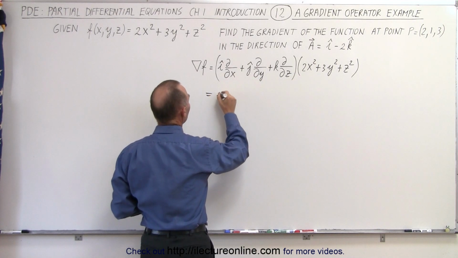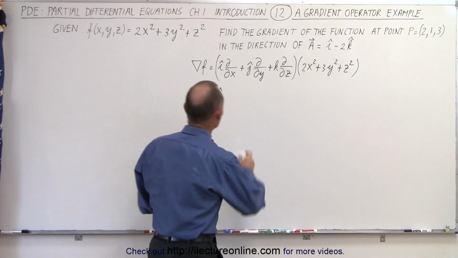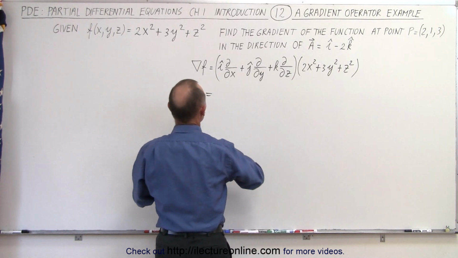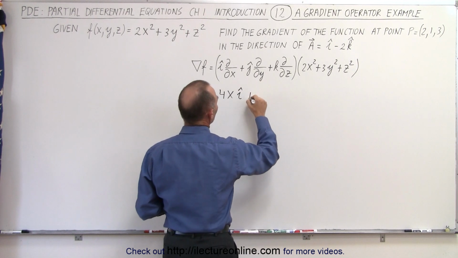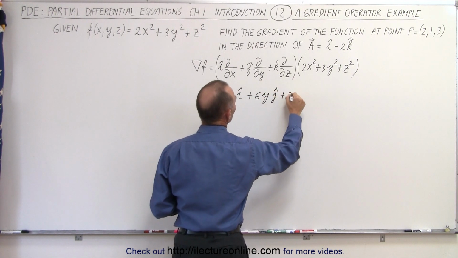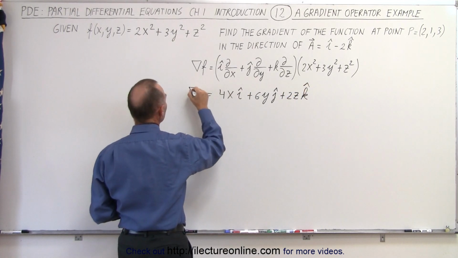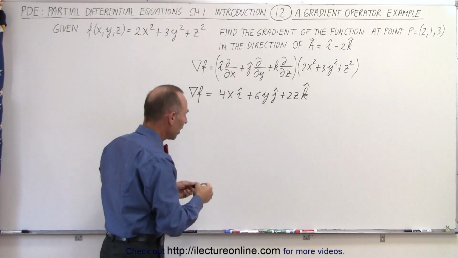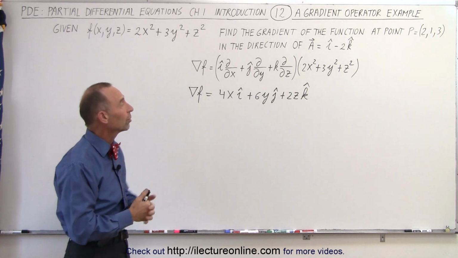This is equal to i times, and typically we write i last, so let me go ahead and do that. We take the partial derivative of this, which is 4x. So we get 4x in the i direction, plus 6y in the j direction, plus 2z in the k direction. That gives us the gradient of the function. This gives us a vector quantity that tells us how much the function changes as we change in the x, in the y, and in the z direction.